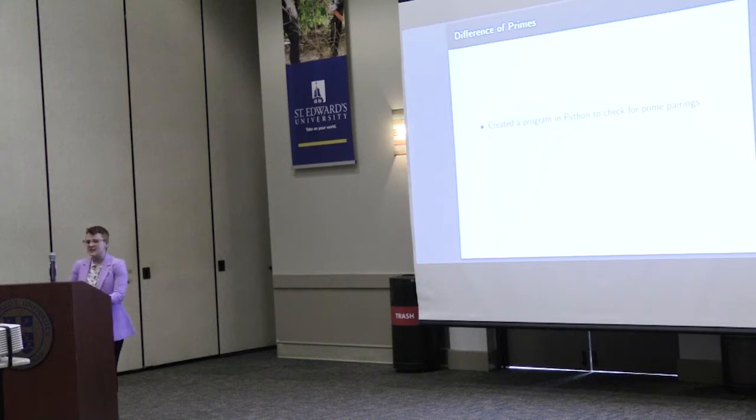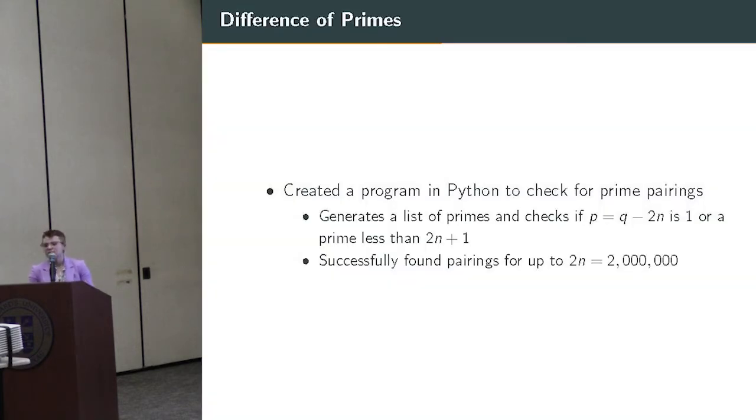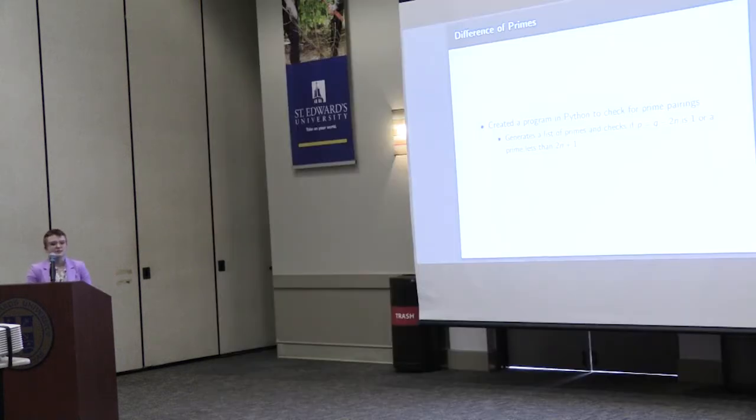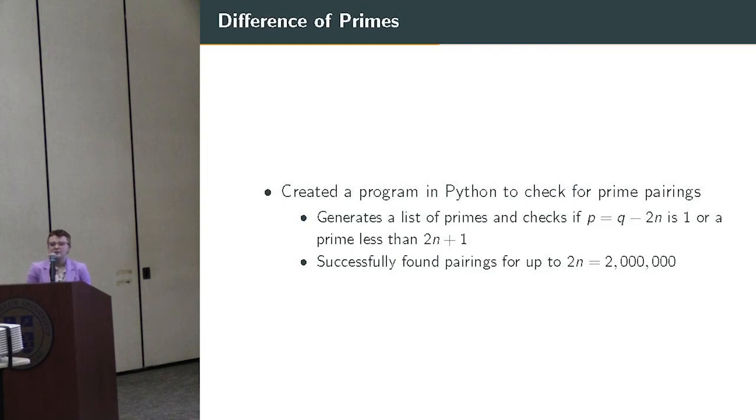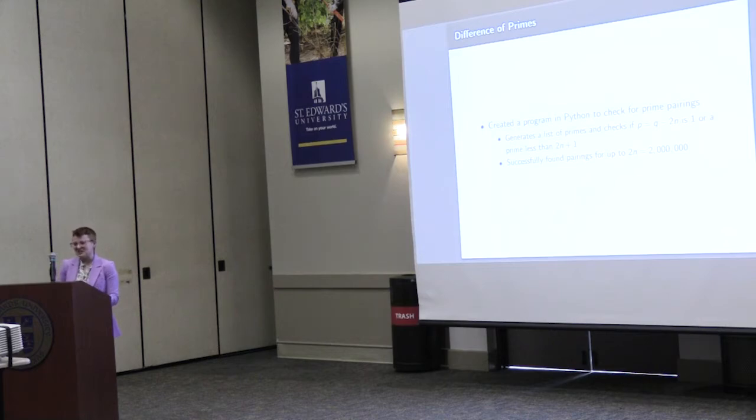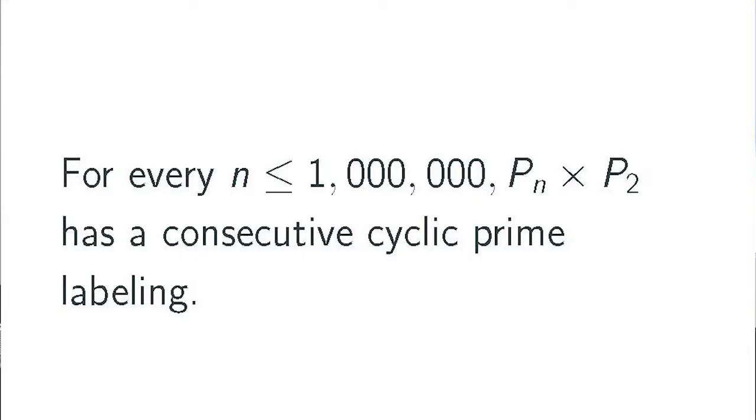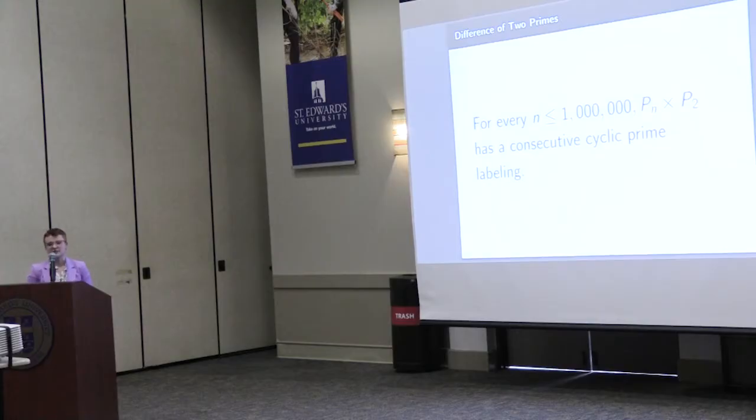What we did to investigate that problem was create a program in Python that would check for pairings of prime numbers. It generates a list of prime numbers, and then it calculates p equals q minus 2n, and checks to see if that's either equal to 1 or a prime that is less than 2n plus 1. Using that program, we were able to find pairings of prime numbers up to 2n equals 2 million. That did take us 3 days to run, so we hit a bit of a snag there. But what that does tell us is that for every n that's less than or equal to 1 million, we can give a consecutive cyclic prime labeling to the ladder graph p sub n cross p sub 2.